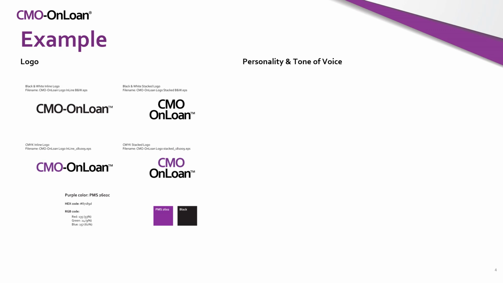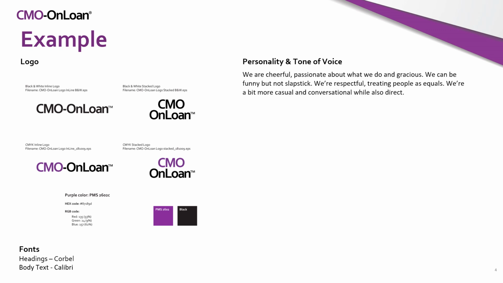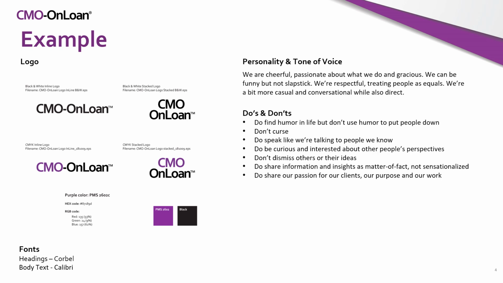So here's an example, the logo and then the personality, tone of voice, and you'll see here for CMO-OnLoan, we have examples on how to use the logo, and you can see the colors down at the bottom. Then even lower than that, you'll see the fonts that we use, which are Corbel and Calibri, and that's what we use in PowerPoint presentations or in Word documents, those sorts of things. And then here's an example of the personality and tone of voice. It talks about what we do and how we talk. It has some do's and don'ts.